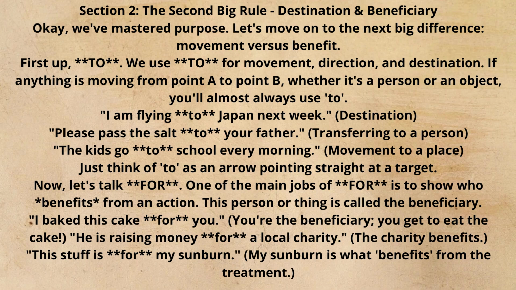Now, let's talk for. One of the main jobs of for is to show who benefits from an action. This person or thing is called the beneficiary. I baked this cake for you. You're the beneficiary. You get to eat the cake. He is raising money for a local charity. The charity benefits. This stuff is for my sunburn. My sunburn is what benefits from the treatment.